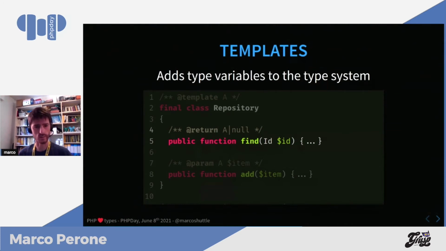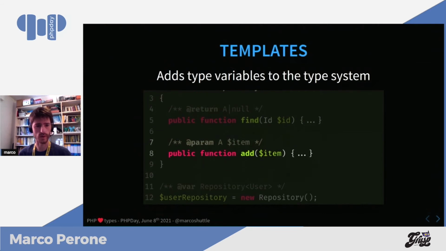So when we execute this find method, we will get out either null or something of type A. And when we add something to the repository, we will be able to add only things of the same type A. So this is a way to force a single repository to deal with values of the same type. Then when we want to create a new repository, we can, for example, declare a user repository like this and annotate it saying that this repository will deal only with users. And this is very nice because it allows you to write more generic and more reusable code, which is always nice. Okay, now this is basically what Psalm gives you, the feature it allows you to use.